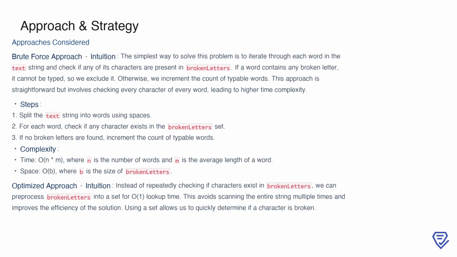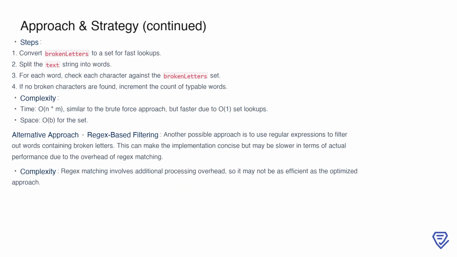To make this more efficient, we considered an optimized approach. In this version, instead of repeatedly checking characters against a list or string of broken letters, we pre-process the broken letters into a set. This allows for O(1) lookups, significantly speeding up the process. The optimized approach is both efficient and straightforward.